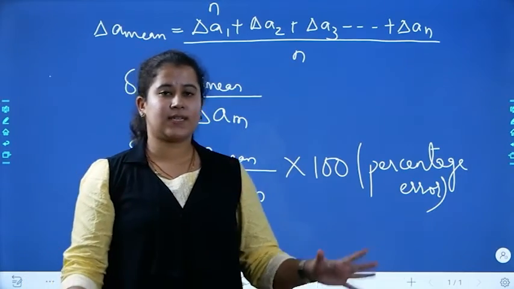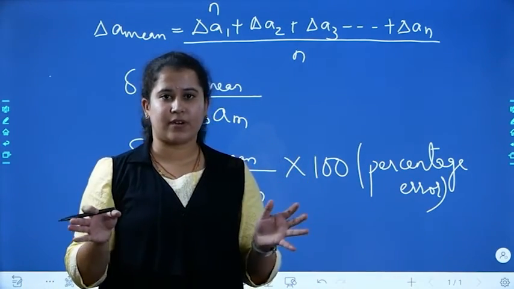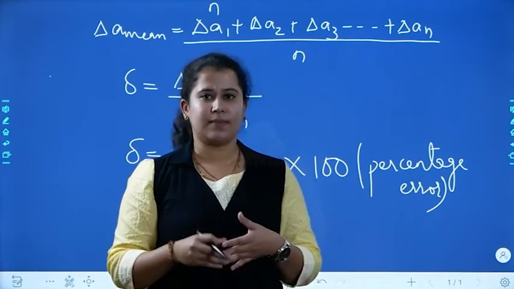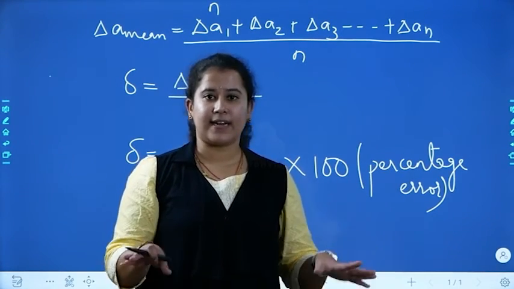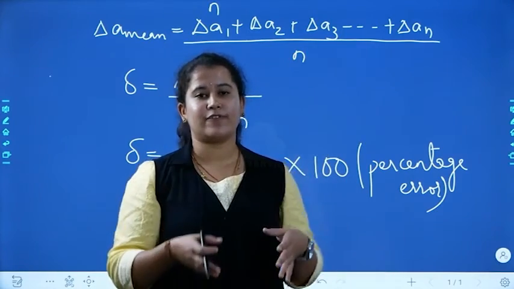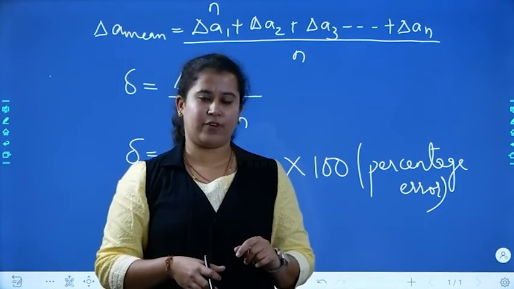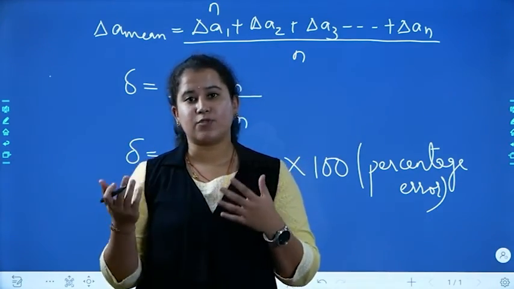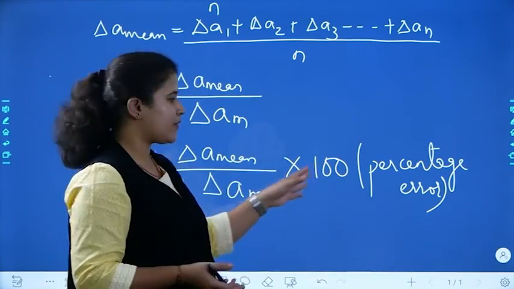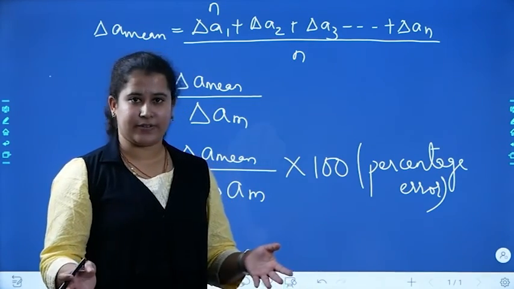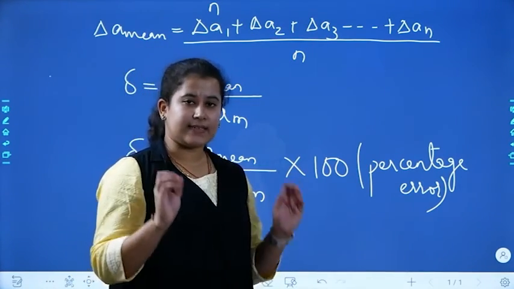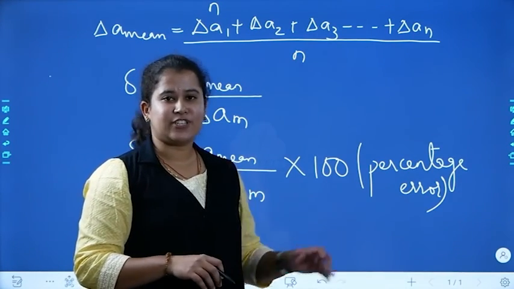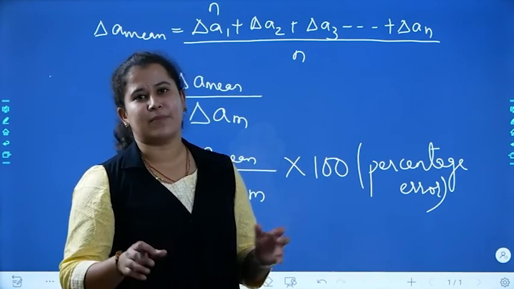Clear? You have to be very keen on absolute error. Absolute error is the difference between the magnitude of the true value and the measured value. Relative error is the ratio of the measured value to the true value. And percentage error is the relative error when it is given in terms of 100. If these three things are easily understood by you, then the other combination of errors will be very easy for you. Clear? You'll just check into the combination of errors.